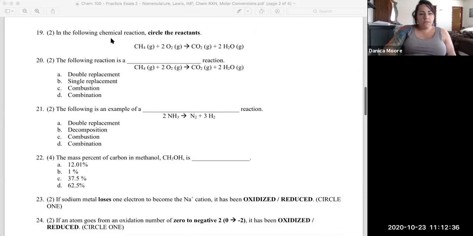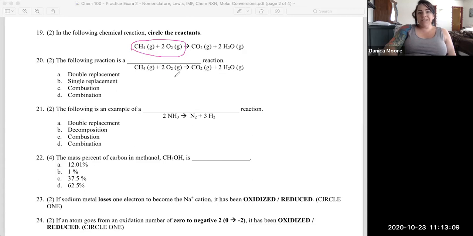So, in the following chemical reaction, circle the reactants. The methane and the 2 oxygen, 2O2. So reactants are always on the left side, right? Products are always on the right. Cool. Everybody comfortable with that? Cool.